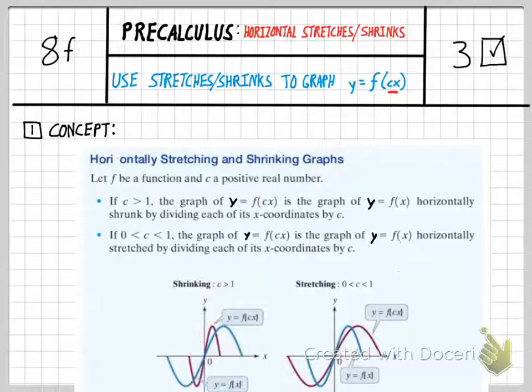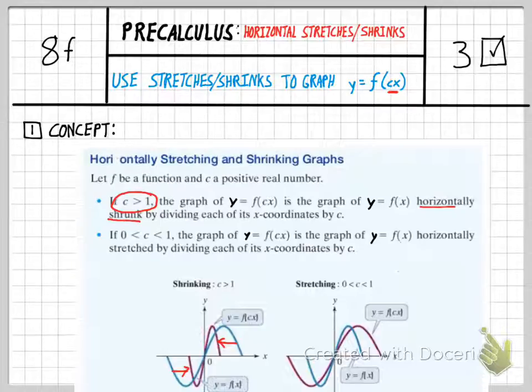Horizontal stretches and shrinks of the graph are going to happen. What happens here though is if you have a c value that's greater than 1, it's actually going to shrink the graph. So in our example here on the left, the blue graph is the graph of f, and f of cx, where c is a number bigger than 1, is actually going to shrink the graph down horizontally. A good way to think about that is you're going to divide all the x coordinates by c. Once again, if c is bigger than 1, it's going to be a horizontal shrink.